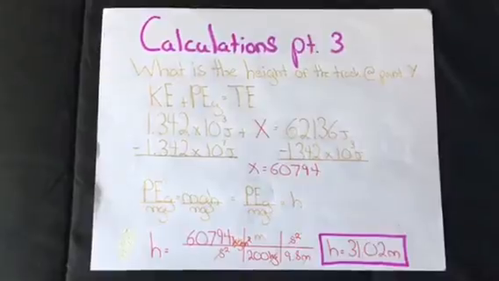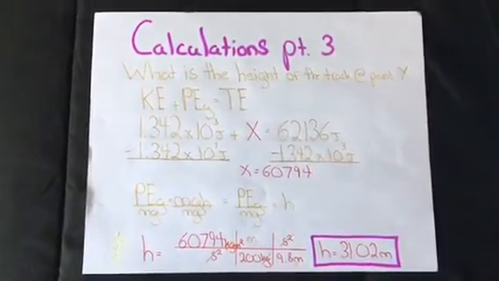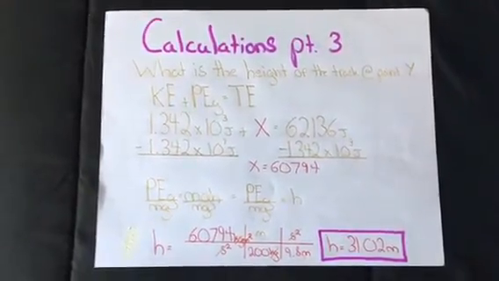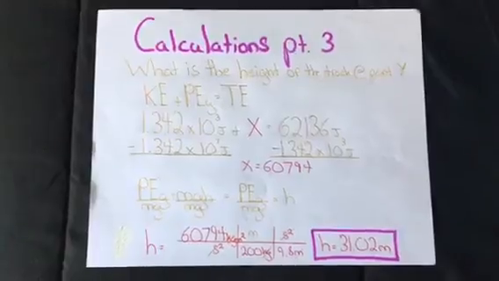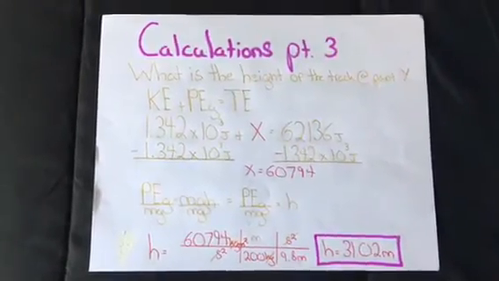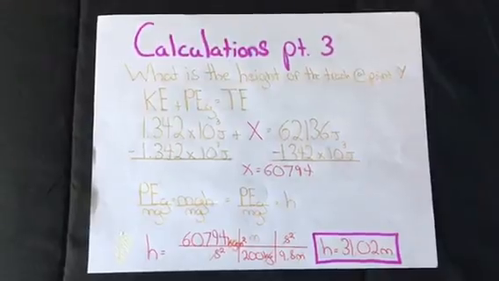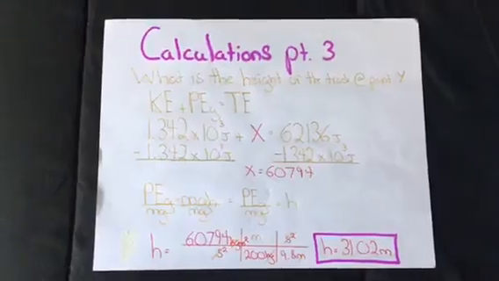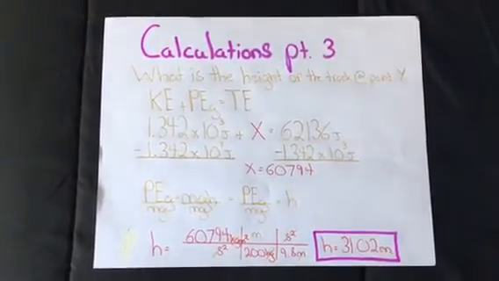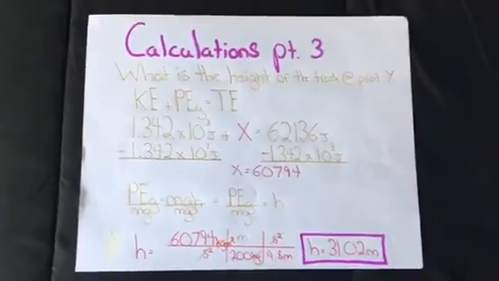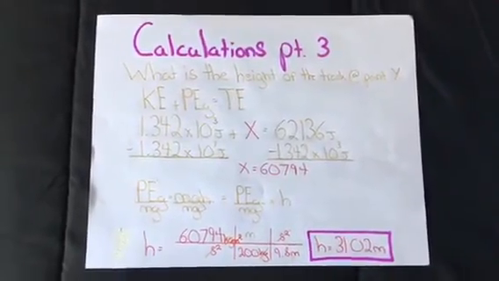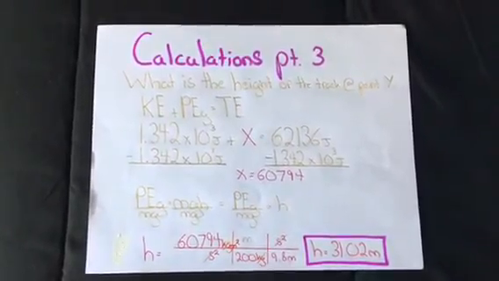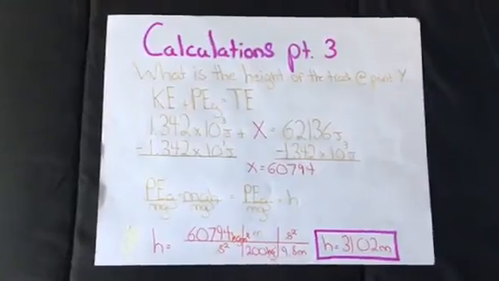Then to get the height, we would rearrange the potential gravitational energy formula to get the height equals the potential gravitational energy divided by the mass times the gravity. So the height equals 60,794 kilograms meter squared over second squared, divided by the mass of the cart, 200 kilograms, times gravity, which is 9.8 meters per second squared. Canceling out the kilograms and seconds squared, and the meters squared, we are left with only 1 meter, and get the height equaling 31.02 meters as the height of the track at point Y.